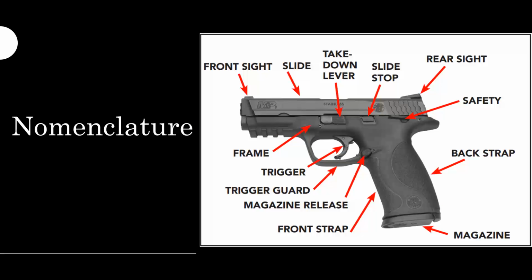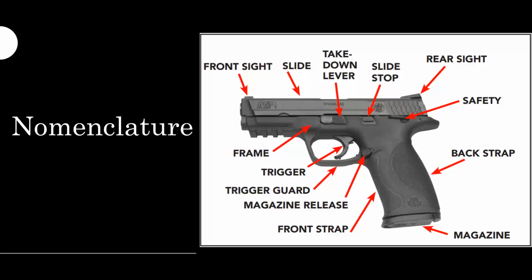We'll expand a little bit on your nomenclature for the semi-automatic pistol, seeing as the majority of us are going to use a semi-automatic rather than a revolver. We take a look at the front sight post, the slide, the takedown lever, or the slide stop, which locks the slide to the rear or releases the slide to chamber a round, or just to put the slide forward if the weapon is not loaded.